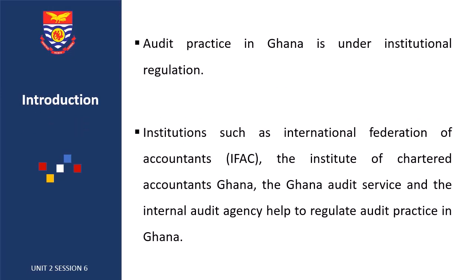Introduction. We know that audit practice in Ghana is under institutional regulations. Institutions such as the International Federation of Accountants, IFAC, ICAG, Ghana Audit Service, and the Internal Audit Agency help to regulate audit practice in Ghana. All these institutions provide guidelines on how audit should be conducted, and those practices have been adopted in Ghana. For example, ICAG, the Ghana Audit Service and the Internal Audit Agency all provide guidelines to regulate how audit is supposed to be conducted in the country.